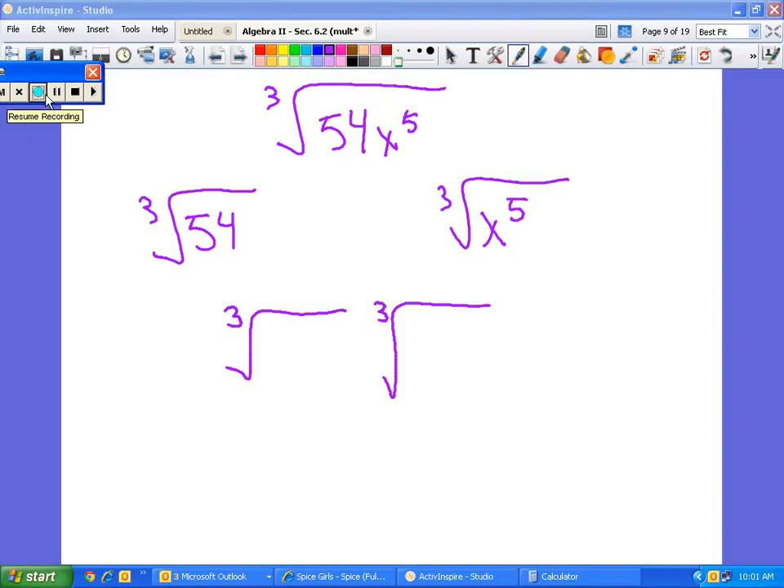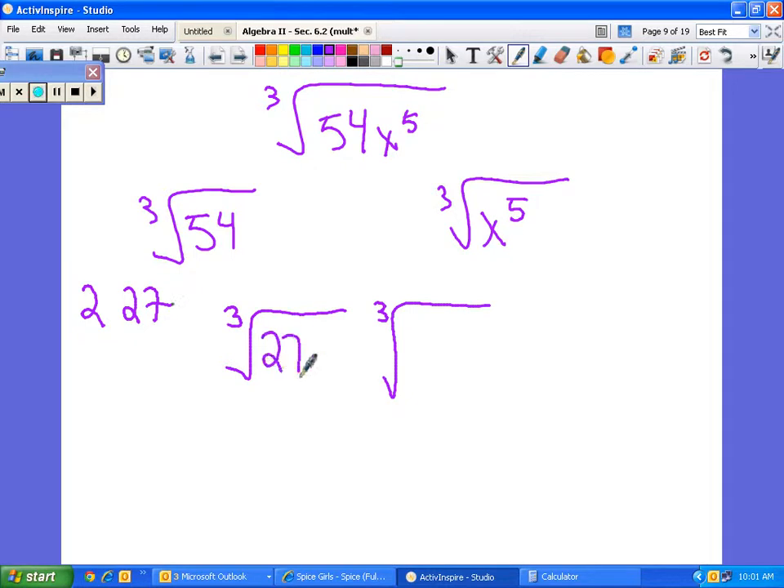Now we start with our factors of 54. And remember, we're not looking for square roots, we're looking for cube roots. So what's my first pair of factors of 54? Miriam? 2 times 27. Now you ask yourself, is 27 a perfect cube? Yes, it is. So what I do is I take my 27 and I put it in the first radical, and I take my 2 and I put it in the second radical.